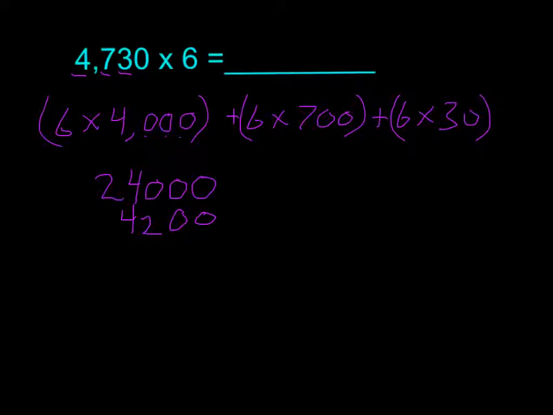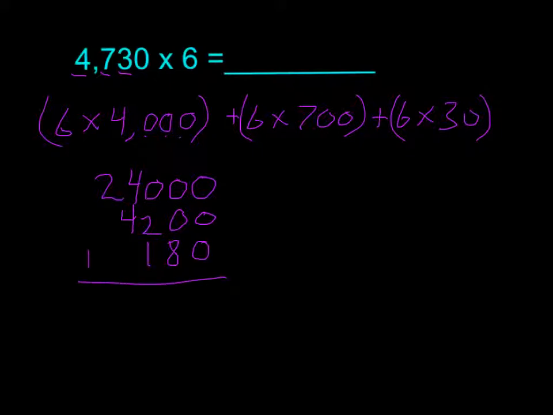And then we have our 6 times 30, or 6 times 3 tens. 6 times 3 is 18, so that's going to give us 18 tens. So with 18 tens, the 8 goes in the tens column. Put the 1 in the hundreds column, and we fill in the 0 back behind it.